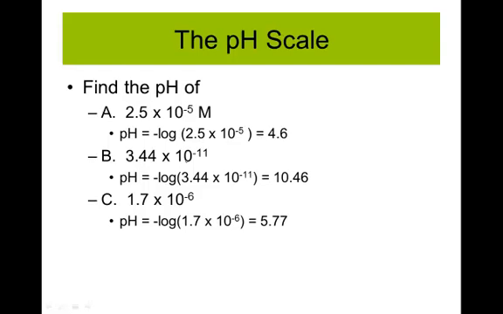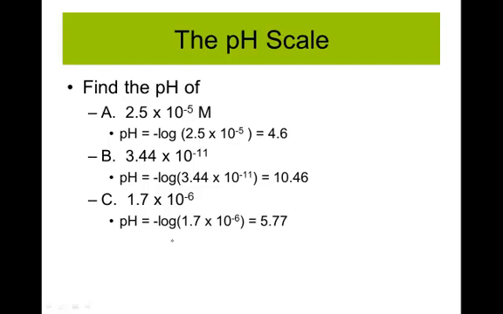If this is your H plus concentration, you'll once again put that number in, then push log, and you'll end up with a negative number, so drop the negative. You should get 10.46. If this is your H plus concentration, you'll enter that number into your calculator, push log, drop the negative, you should get 5.77. And like I said, for most of your calculators, you'll want to actually enter the number first, then log.